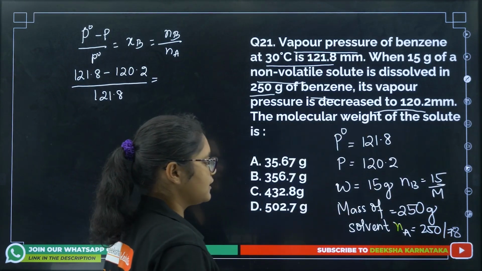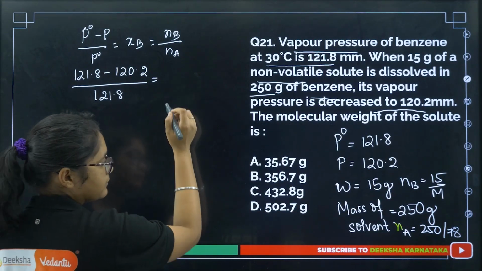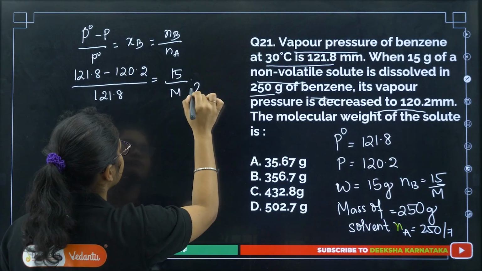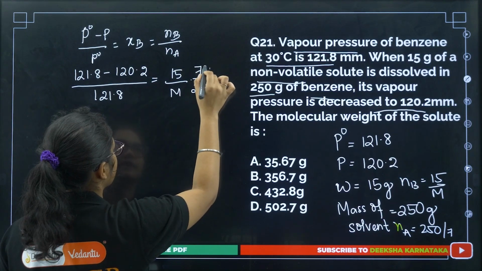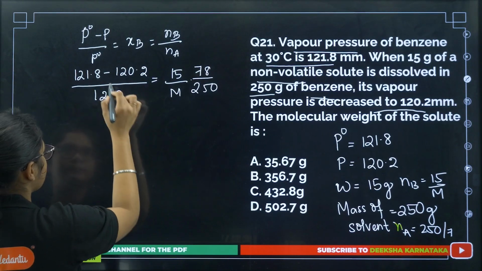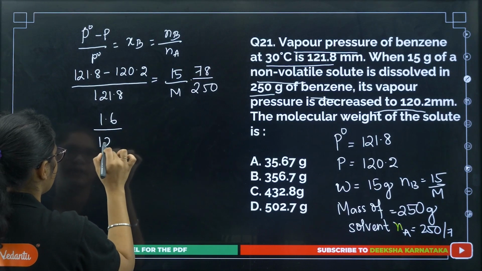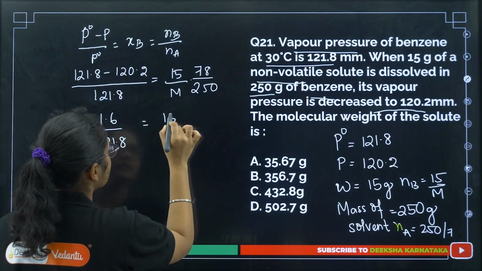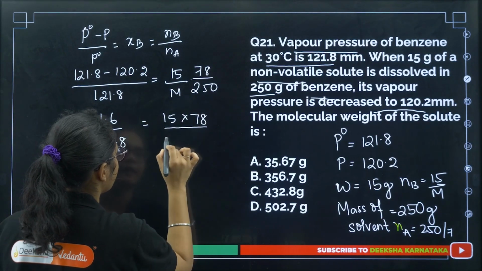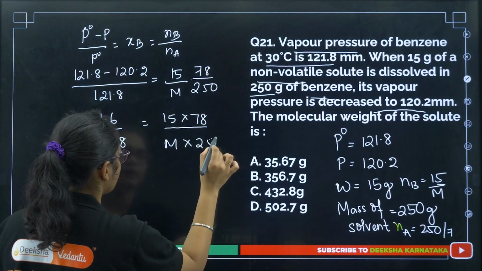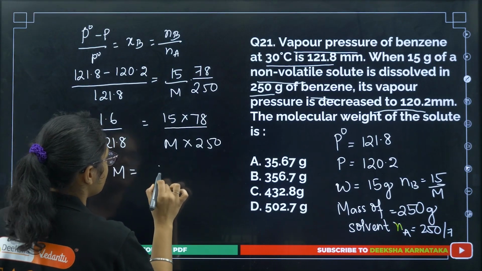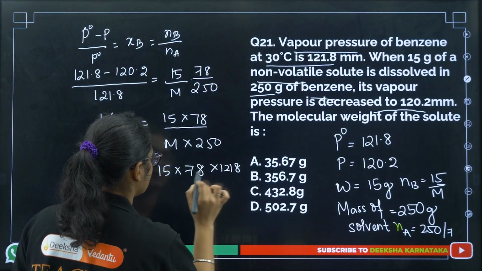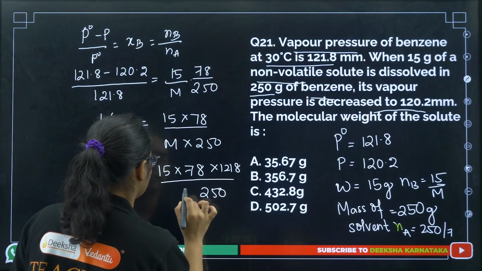Okay, so now if I solve this, what will I get? NB is 15 by M, and this is 250 by 78. If I subtract this, I'll get 1.6 by 121.8. Then 15 into 78 by M into 250. Now if I solve for M, I'll get 15 into 78 into 121.8 by 250 into 1.6.